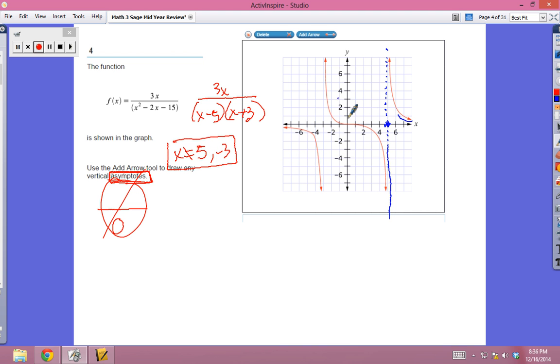And it's never going to touch a negative 3. So on the x at negative 3, there's negative 3. You're going to have a line here. And these red lines are never going to touch this blue line. They're going to get closer and closer to it, but they're never going to touch it.